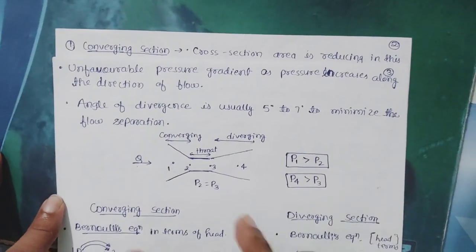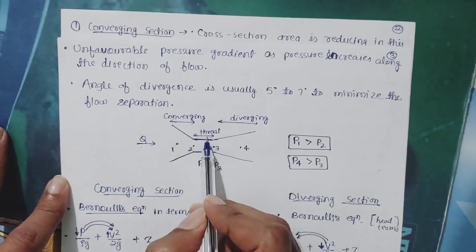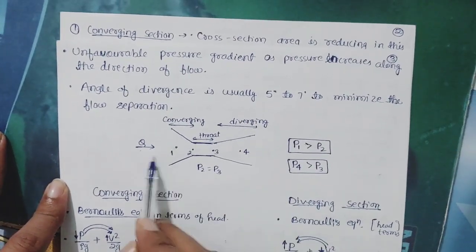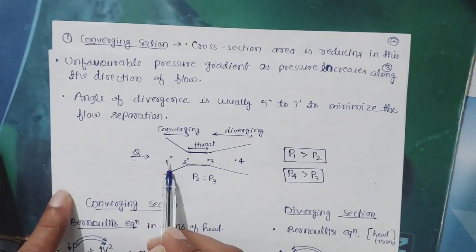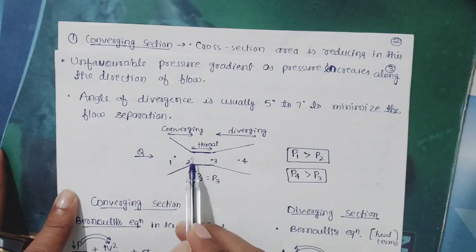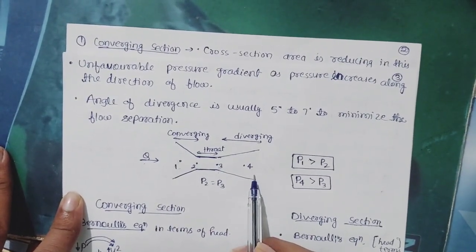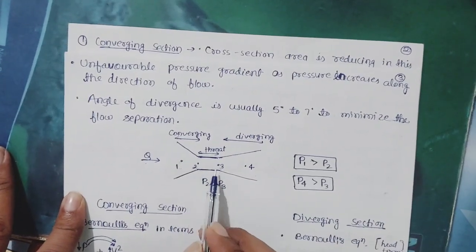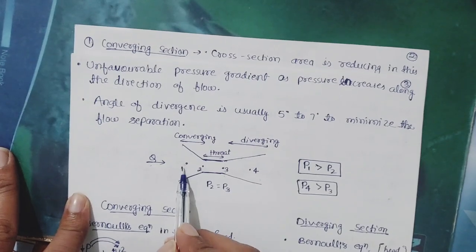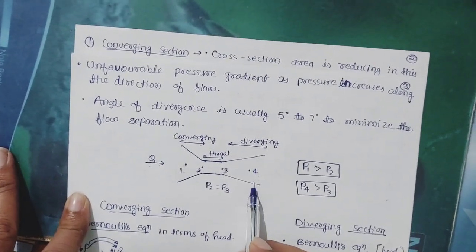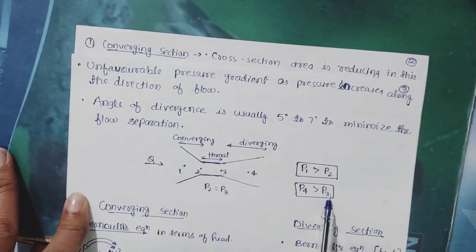So here I am going to explain this diagram. This is the converging section, this is the throat, and this is the diverging section. Flow is from here to here. 1 is a point in the converging section, 2 is a point in the throat at the entry of the throat, 3 is at the exit of the throat, and 4 is in the diverging section. So pressure at points 2 and 3 will be equal, and the pressures are P1 at 1 and P4 at 4. So P1 is greater than P2 and P4 is greater than P3.